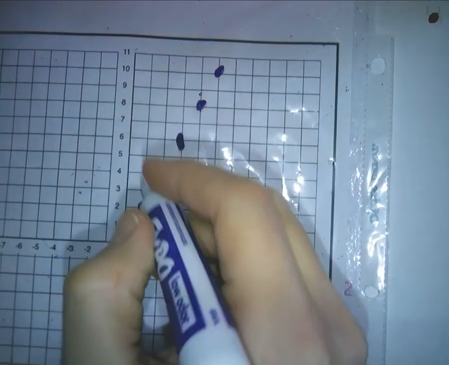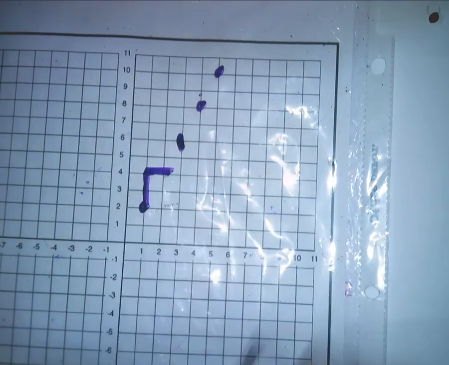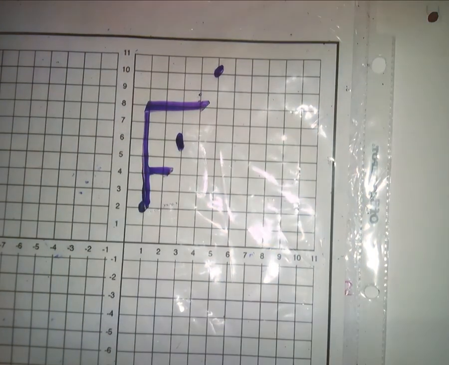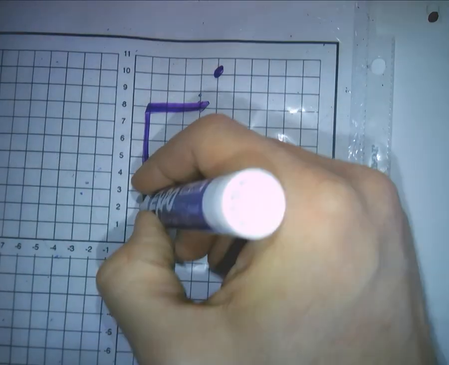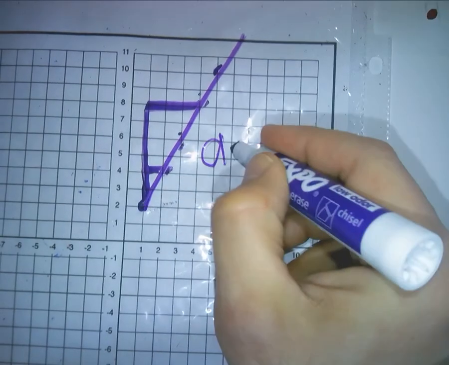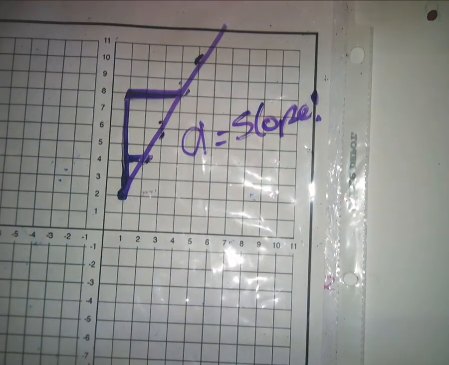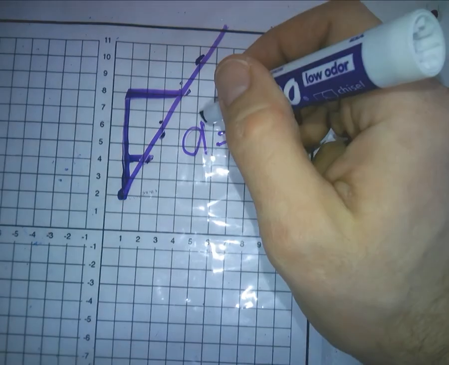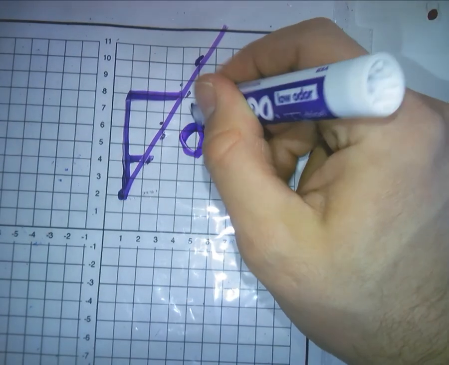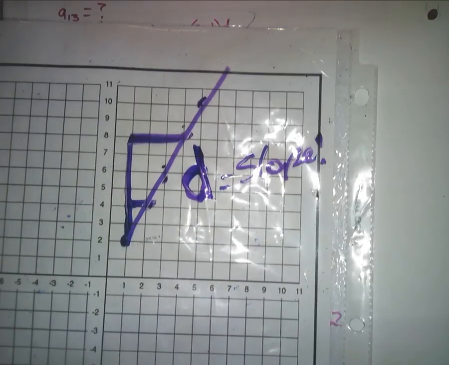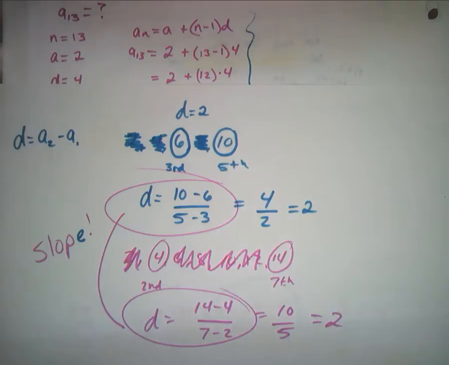Oh my gosh. And that slope, guys, right? That slope, this guy right here, is your D value. So that's why that all works out. Okay? So nice work. That's why this works. Arithmetic sequences is slope, baby. All right.